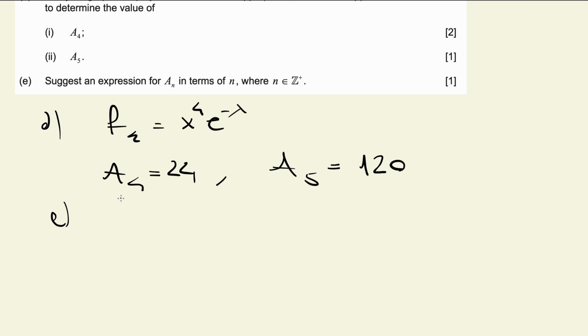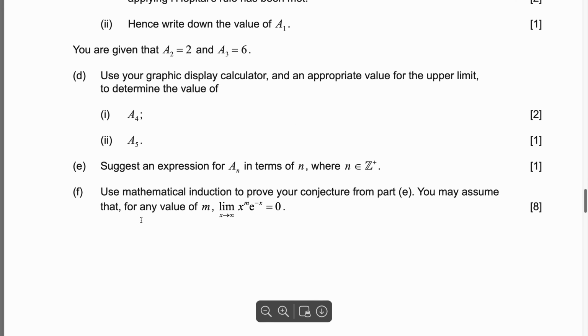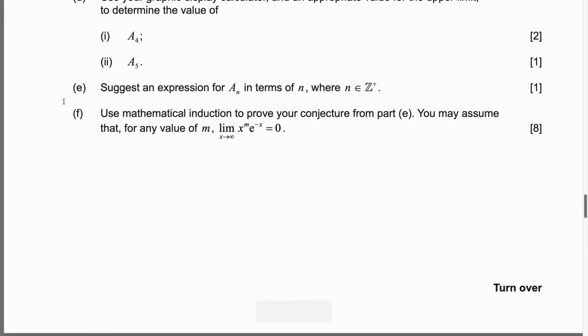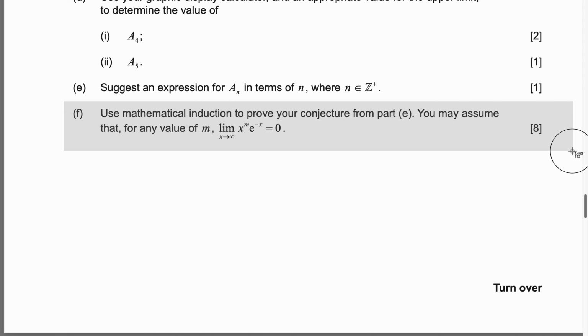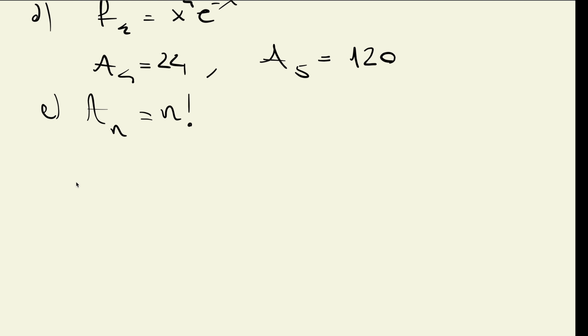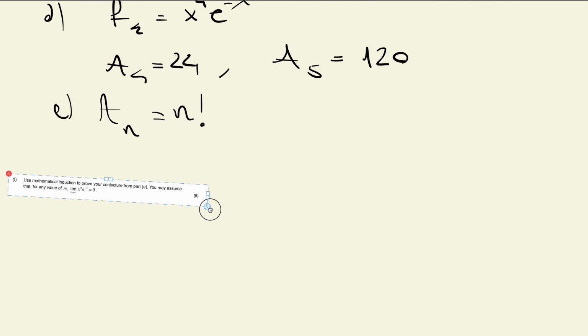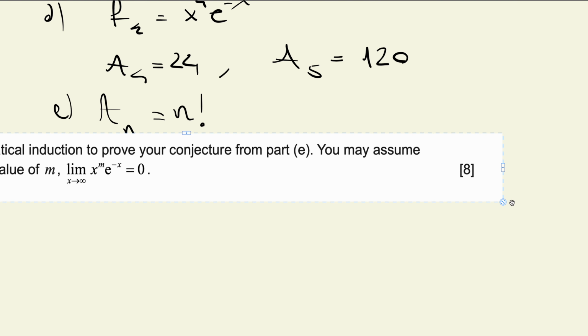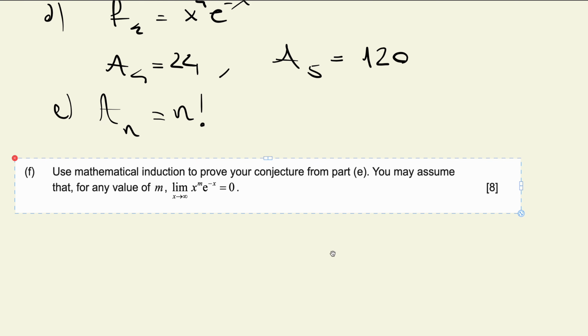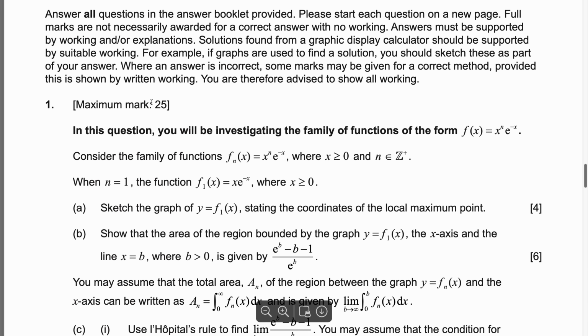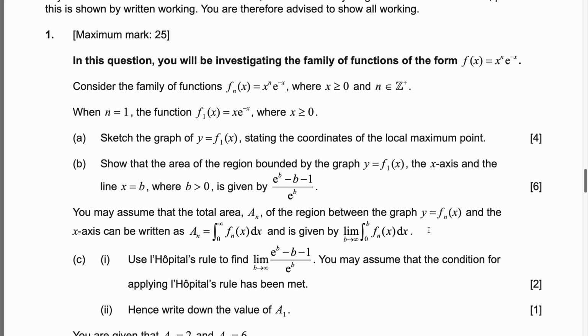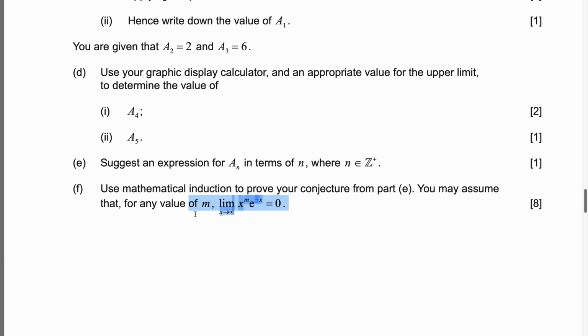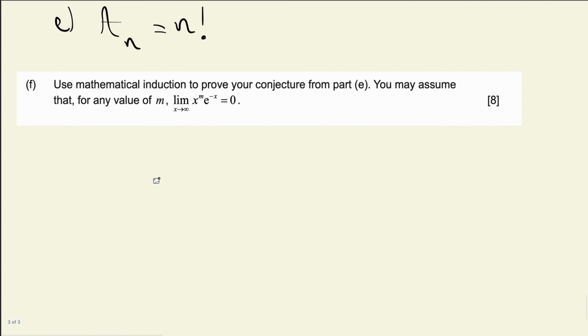If you pay close attention, you'll see that an is simply n factorial, right? So that's it. Now, the best part of the question: use mathematical induction to prove your conjecture from part B. As you can see, the previous steps were relatively easy, and so this last step is worth 8 marks. The whole thing is worth 25 marks. So previous steps were just a piece of cake.